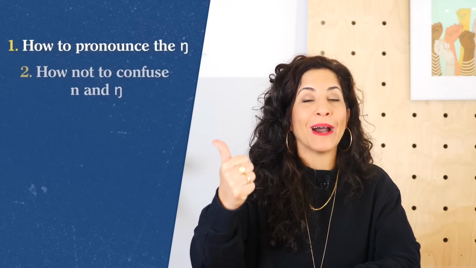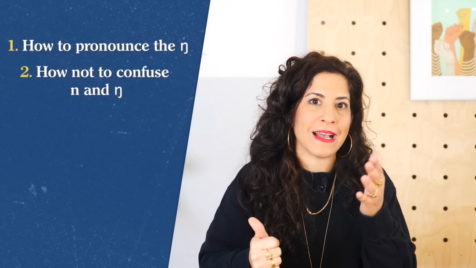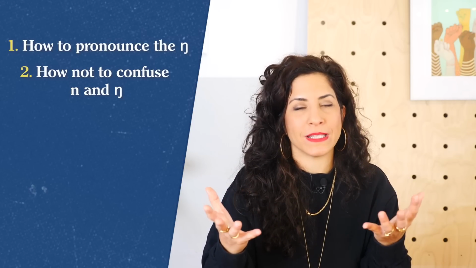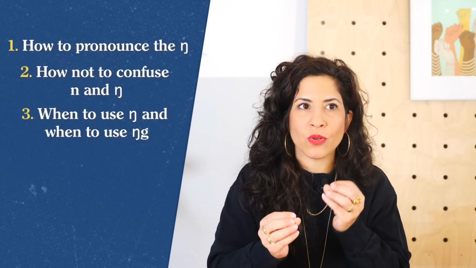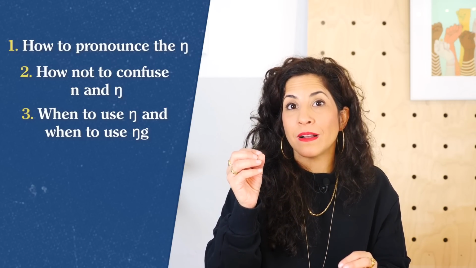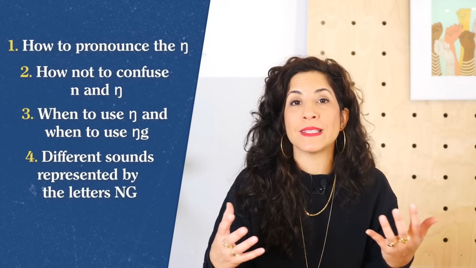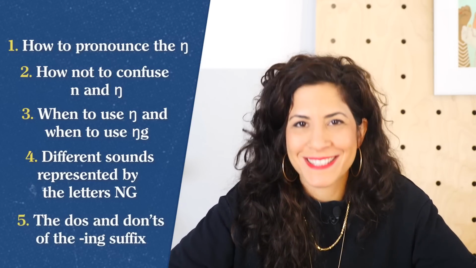Today we talked about how to pronounce the NG, how to distinguish it between similar sounds like the N sound, as in win and wing, sin and sing, and why it's important. We also talked about when the NG is actually pronounced, so when it's pronounced as NG and when it's pronounced with a G sound at the end. We talked about the different spelling patterns and what sounds they represent. And then finally, we talked about the ing suffix.